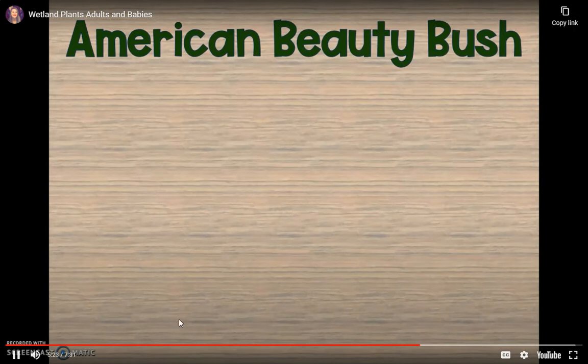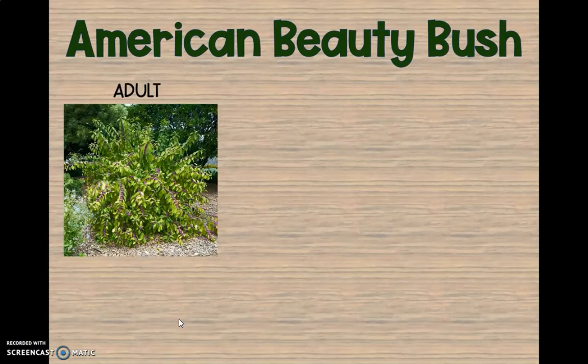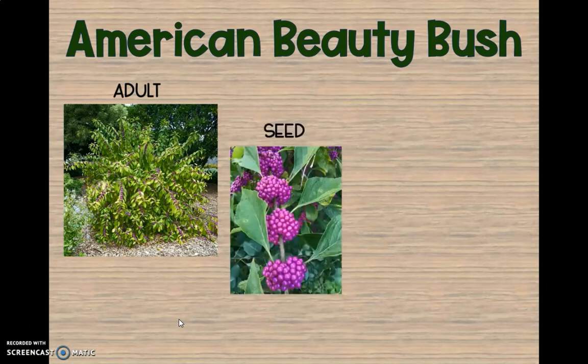Now this next plant is probably one of my favorite Florida plants. It is called the American Beauty Bush. Now the adult bush looks like this. This bush is huge. It is taller than Miss Davis sometimes. And if you look very closely, you can see some purple in that bush. Now, let's zoom in. All of that purple are seeds.